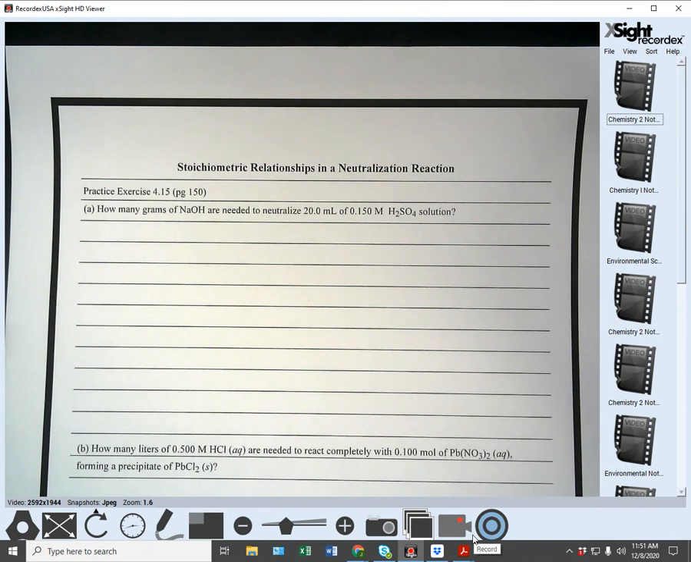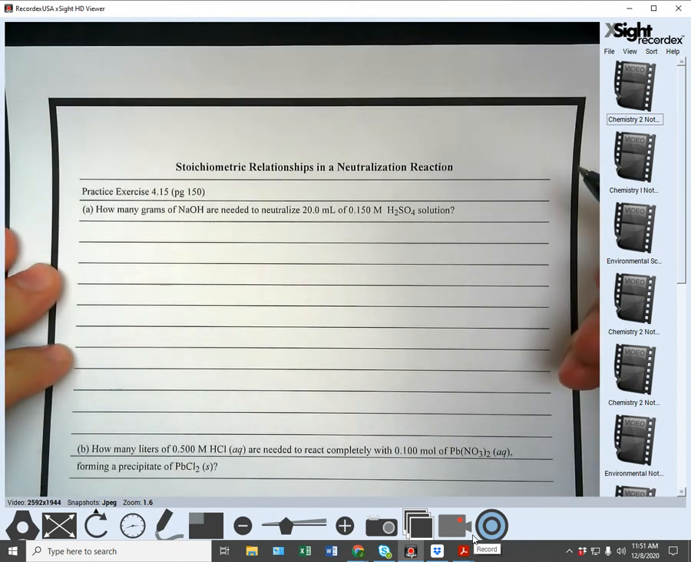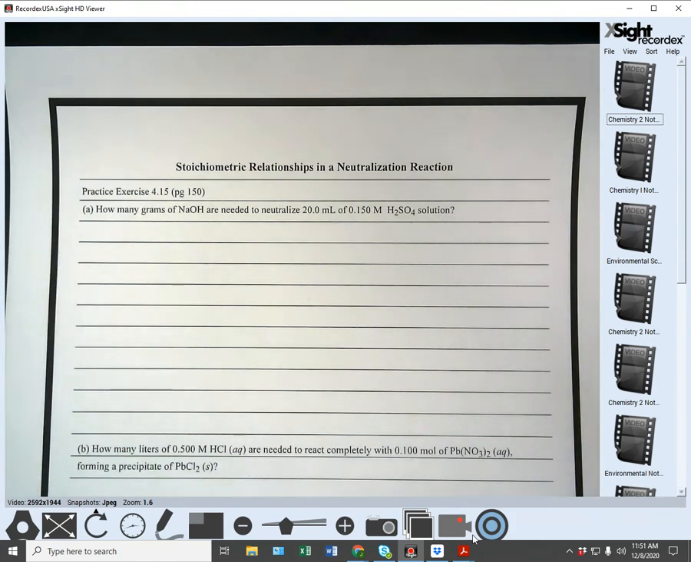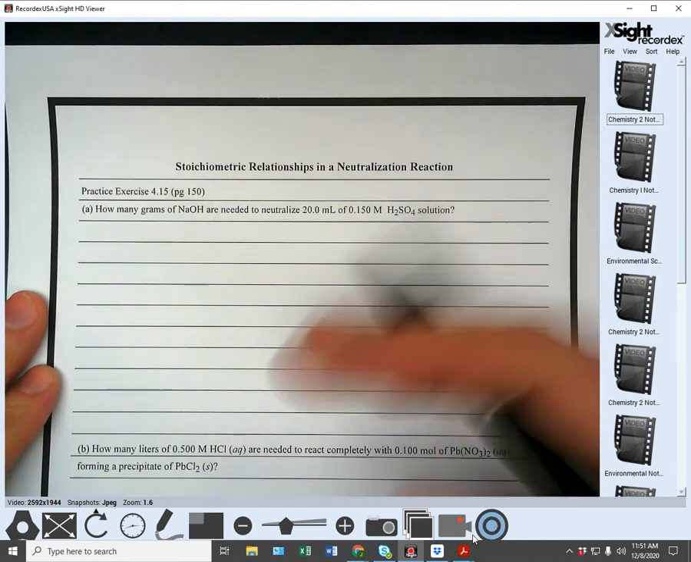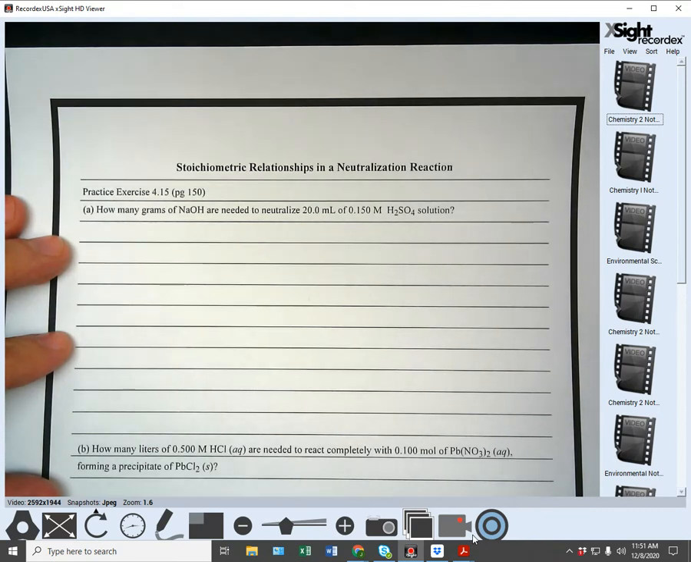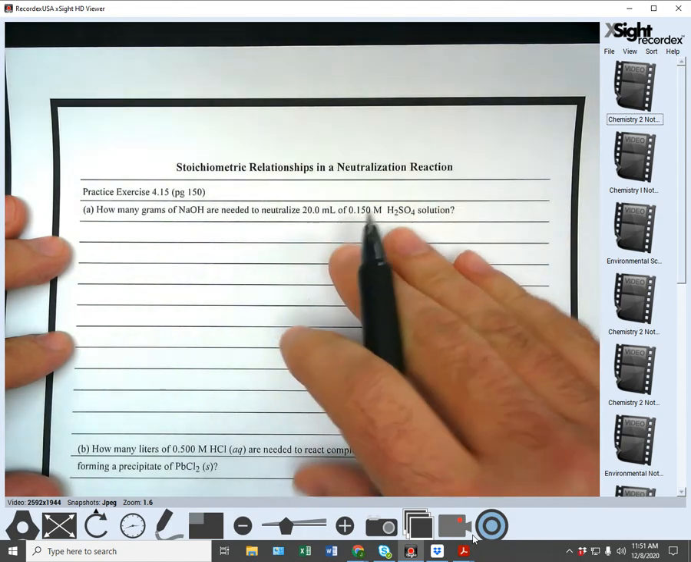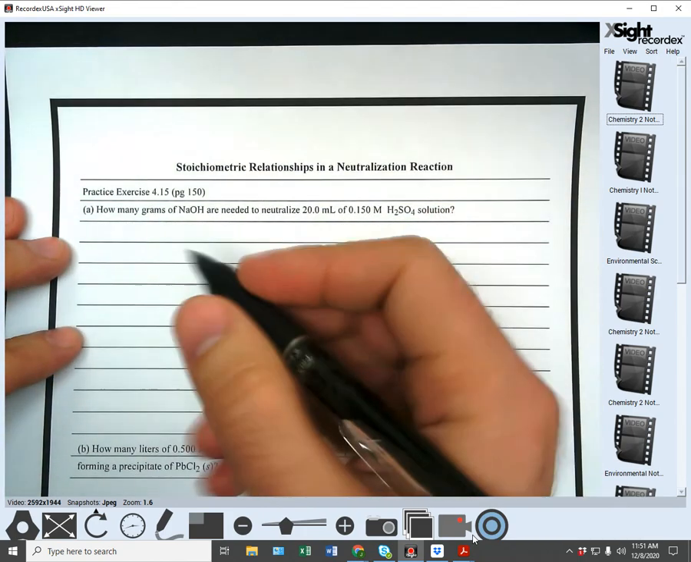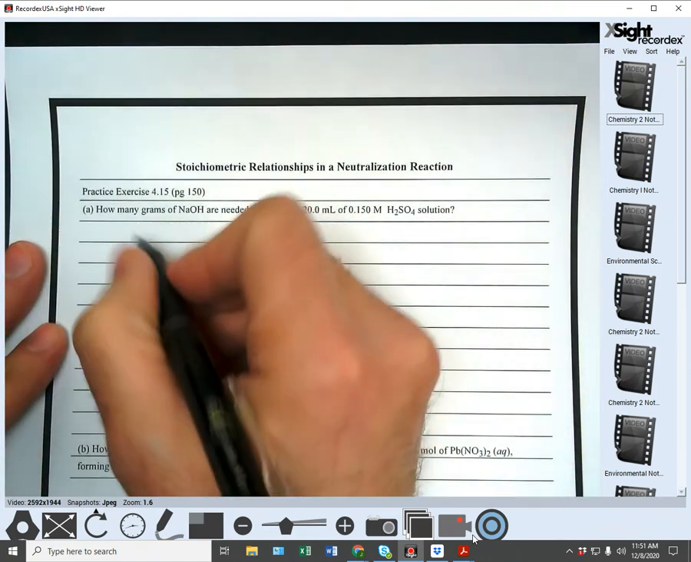All right, so essentially what we're looking at here is the neutralization. We would need the equation for it, or at least the ability to recognize the stoichiometric ratio. So I'm going to write down the balanced equation just so you guys see where I'm getting the information from.